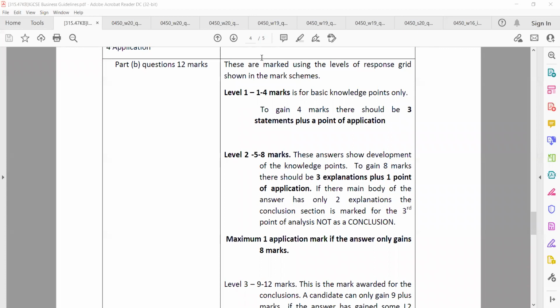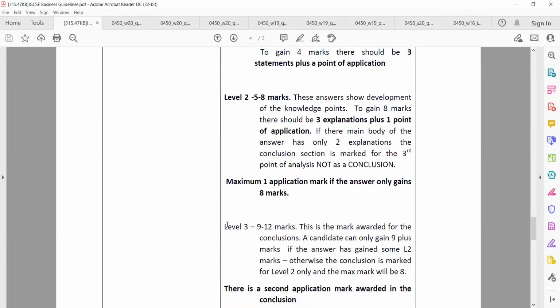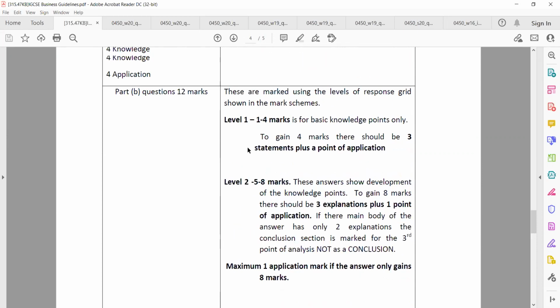Next, we are going to see about part B questions, which is the 12 marks question. In the 12 marks question, it is not graded per component. Actually, it's going to be graded per level. We have level 1, level 2, and level 3. So it's graded per level and not per category. However, we can still have some breakdown. The highest level would be level 3, and the lowest is level 1.